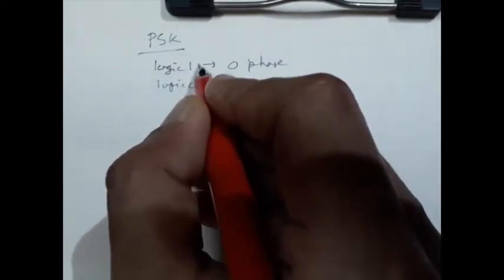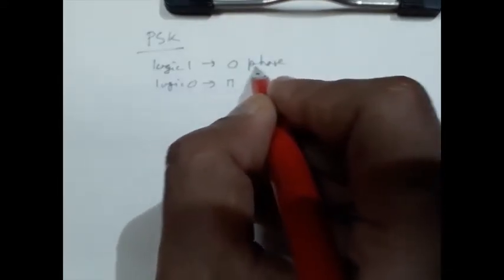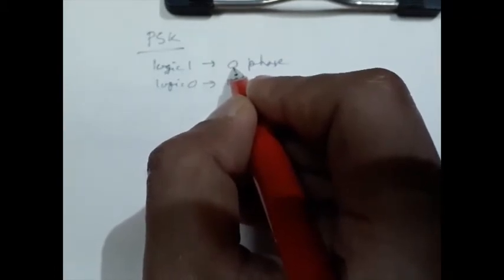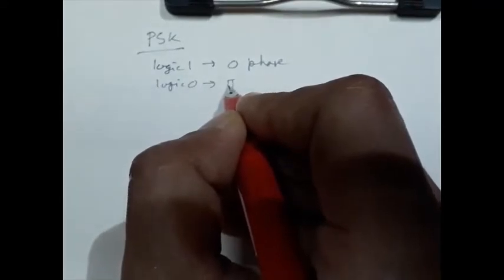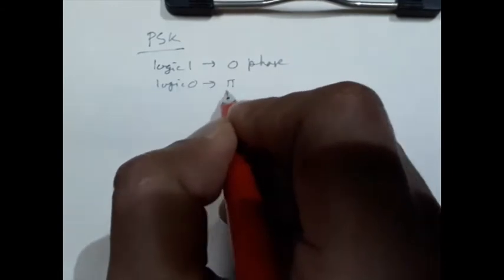So whenever we have logic 1 symbol, the sinusoidal carrier will immediately come to the 0 phase condition, and whenever we receive logic 0, the sinusoidal carrier immediately goes to the pi phase, that is 180 degree out of phase.